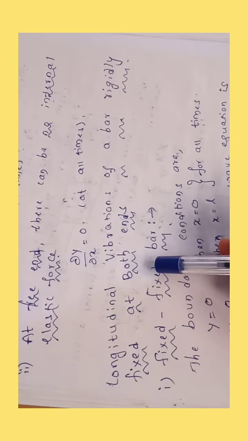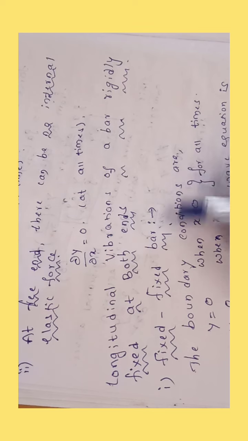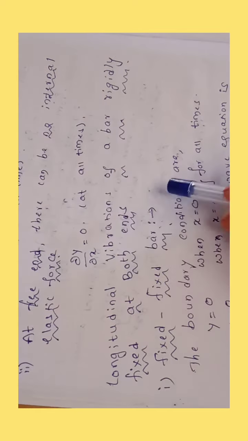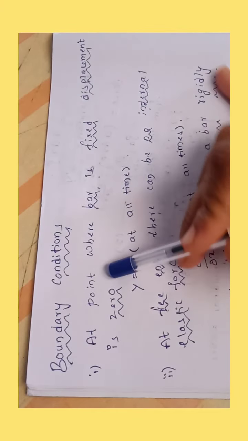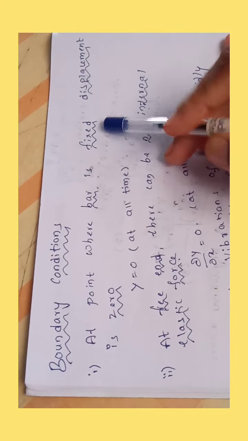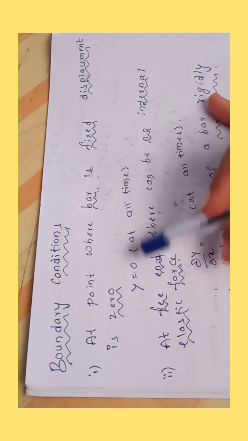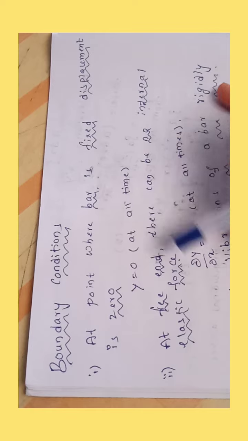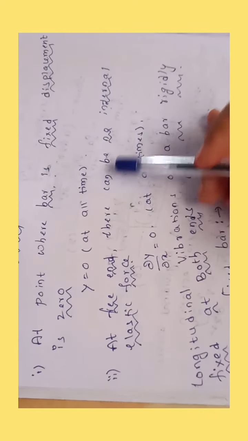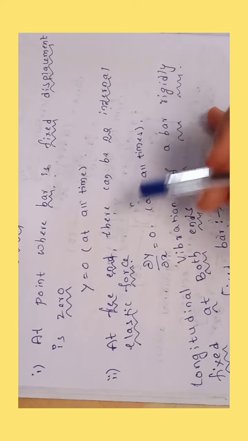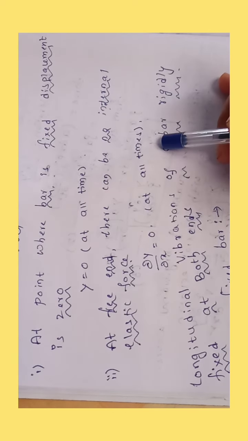Longitudinal vibrations of bar rigidly fixed at both ends. We can call it as fixed bar. It is fixed at both ends. So before going for this, let us look at the boundary conditions. At the point where the bar is fixed, displacement will be 0, that is y equal to 0 at all times. At the free end, there can be no internal elastic force, so dou y by dou x is equal to 0 at all times.